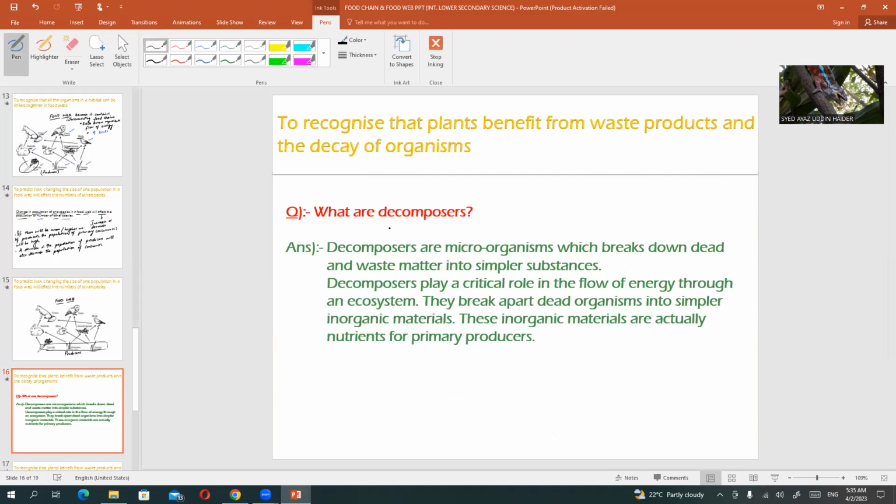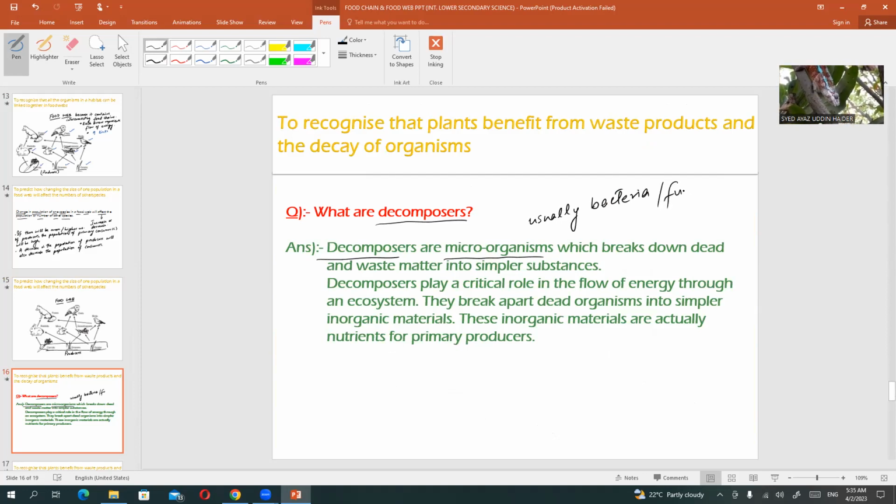Last but not least, what are decomposers? Decomposers are microorganisms, usually bacteria or fungi, which break down dead and waste matter into simpler substances. Whatever dead organisms or their waste matter you have, bacteria and fungi simplify and break them down.